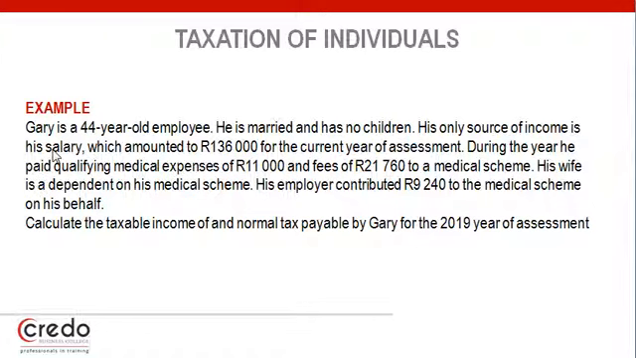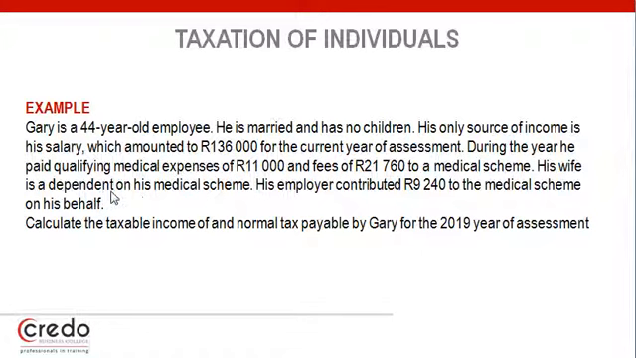Okay, Gary is 44 years old. He's married and has no children. Now even though he's married, we still don't know if his spouse is part of his medical aid. His spouse can be on her own medical aid. His only source of income is his salary, which amounts to $136,000. During the year, he paid qualifying medical expenses of $11,000 and fees of $21,760 to the scheme.